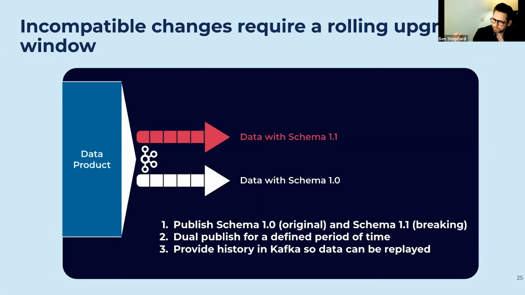The way that we do this with event streams is this rolling upgrade window. So you've got 2 schemas, the old schema and the new schema, which is incompatible. You publish both for a period of time. And you say, right, we're going to publish both for like a month. Guys, you need to move after a month. The old one's going away. So you have that kind of rolling window. Gives people time to upgrade.